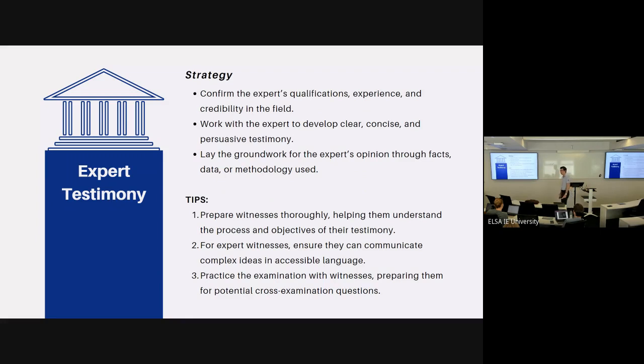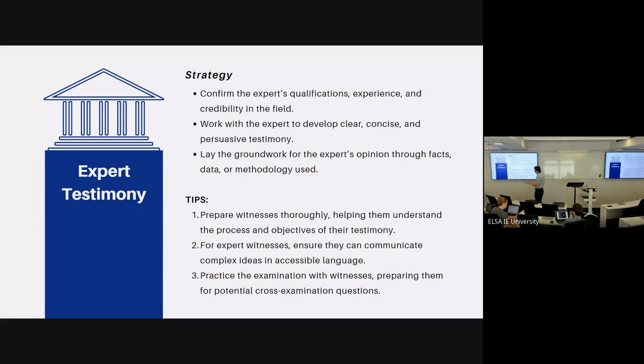Expert testimony. Every case has a couple people who could be classified as experts. They're usually people who say, I have a PhD in microbiology from Stanford University or whatever. These are the hardest witnesses. They're the best witnesses for your case, but they're also the hardest witnesses to understand and how to question.